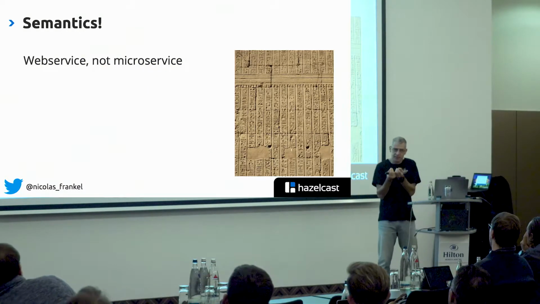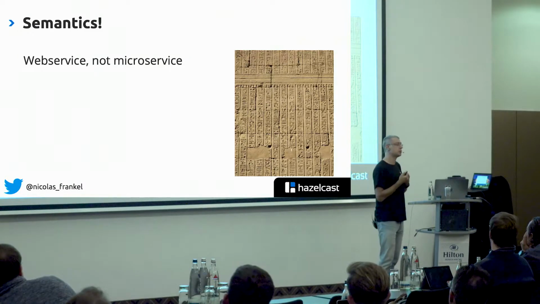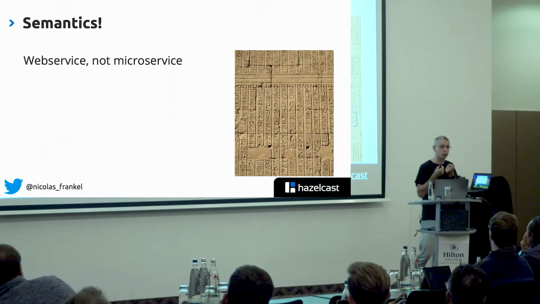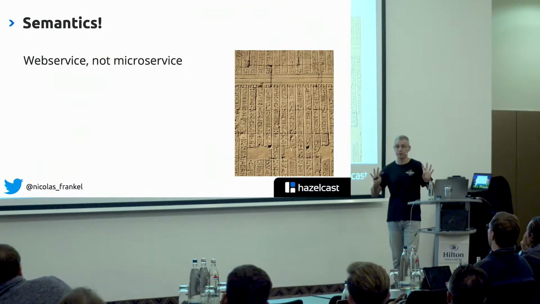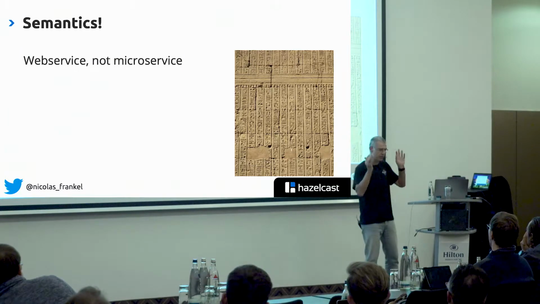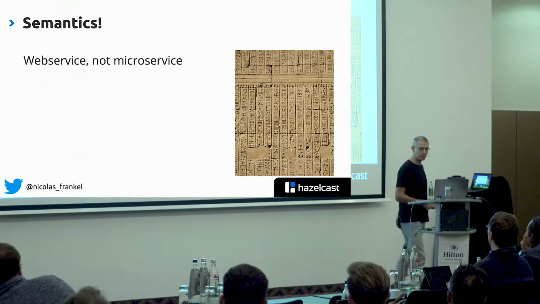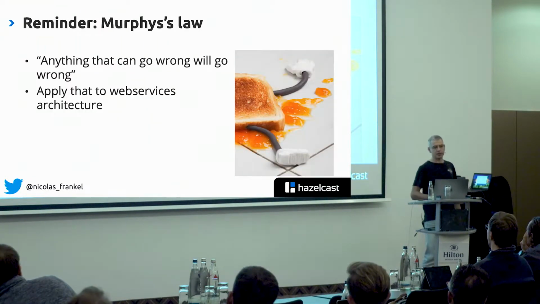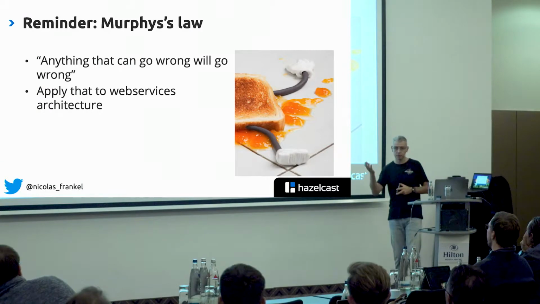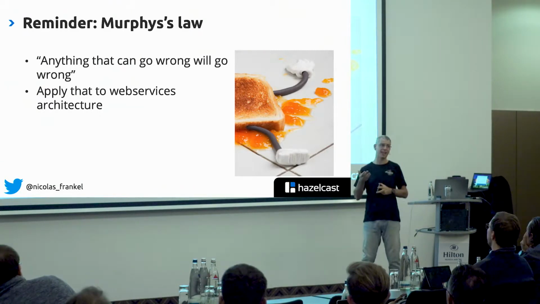In my world, semantics are very important. So I will try to avoid the word microservices, and I will talk about web services, because I believe that most of us are doing web services anyway. It's how we communicate with different systems. And of course, there is Murphy's law: anything that can go wrong will go wrong. Now apply that to an architecture that is highly distributed.